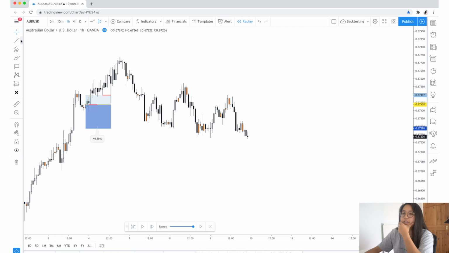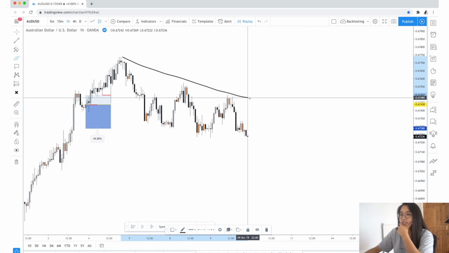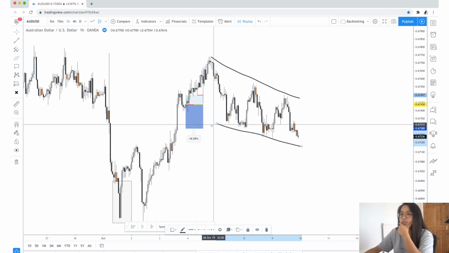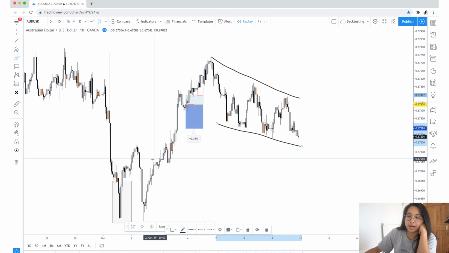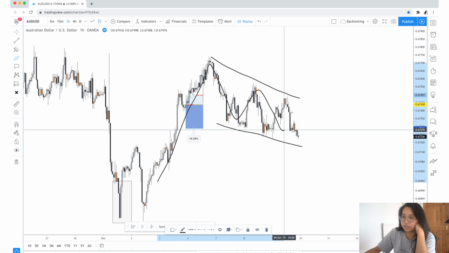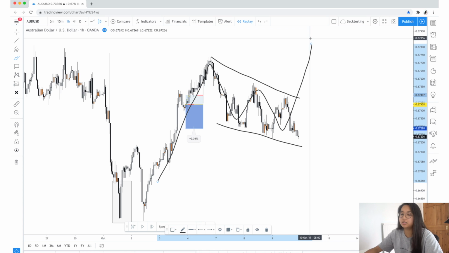What I'm seeing here already is we have this descending channel, which for those who trade patterns on the larger screen of things, this could be a bull flag to the upside.